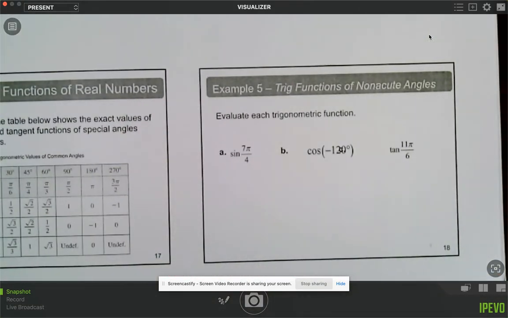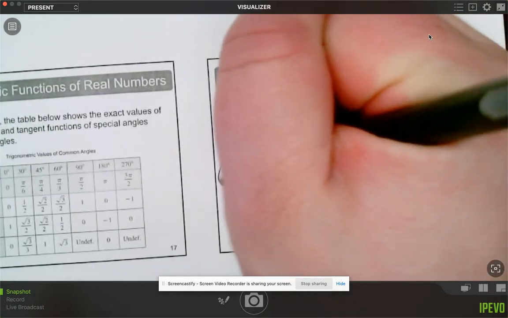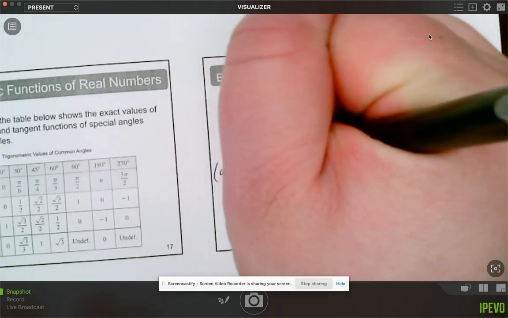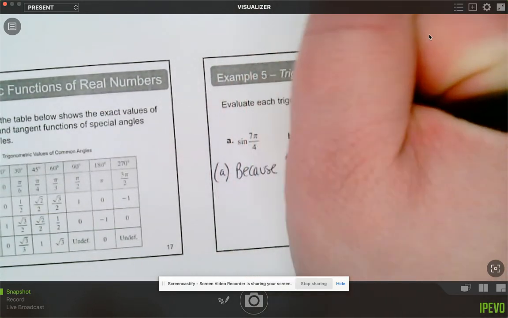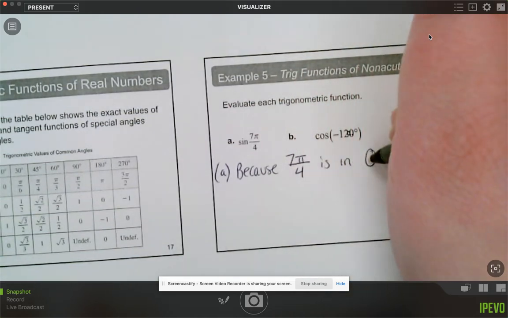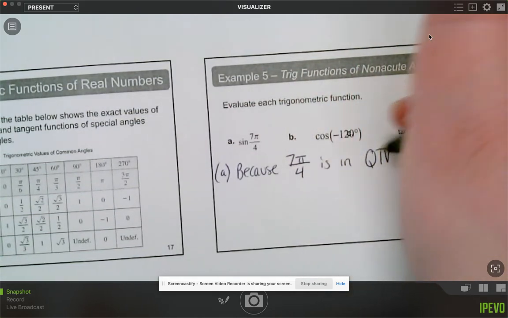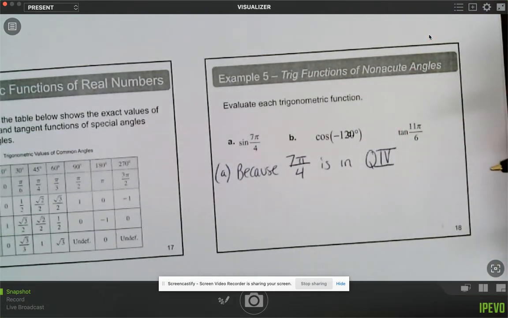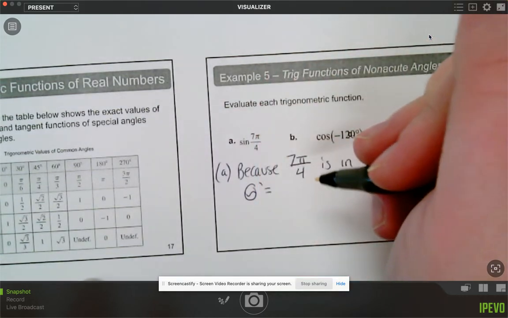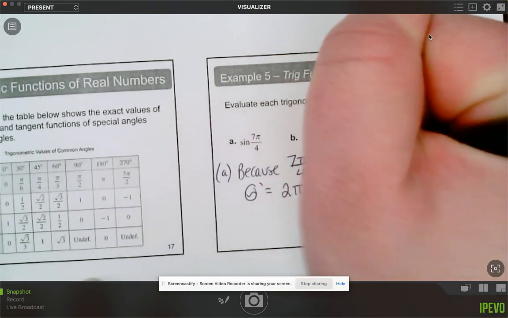All right, I'm only going to do a couple of these. I'm not going to do all of them. So let's talk about A. A says the sine of 7 pi over 4. So we could say 7 pi over 4 is in quadrant 4. If you look at your unit circle, that's where it will be. You can find the reference angle by taking 2 pi and subtracting your angle.